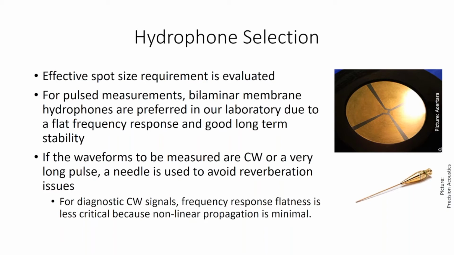For pulse measurements, we always select a bilaminar membrane hydrophone, and this is for a couple of reasons. The primary reason is the frequency response of bilaminar membrane hydrophones tends to be very flat, and therefore provides more accurate information when evaluating broadband pulsed information. We also like to use the bilaminar membrane hydrophones because the long-term stability is quite good for the devices.